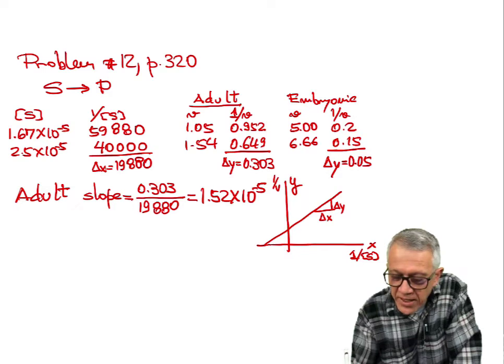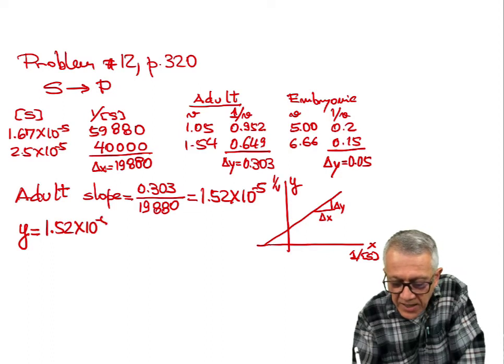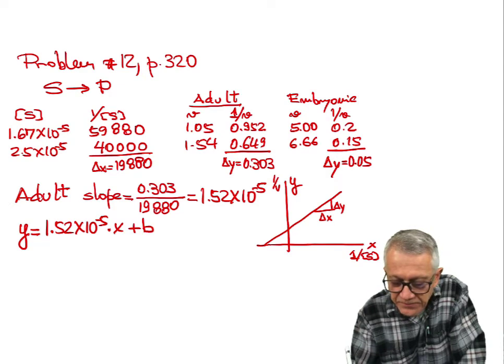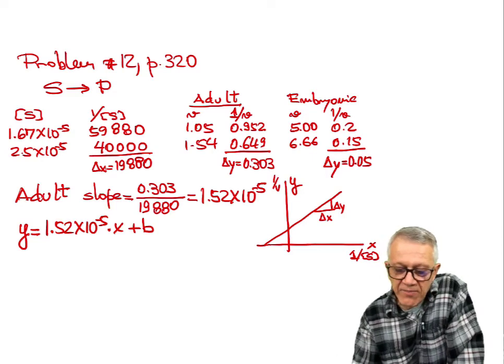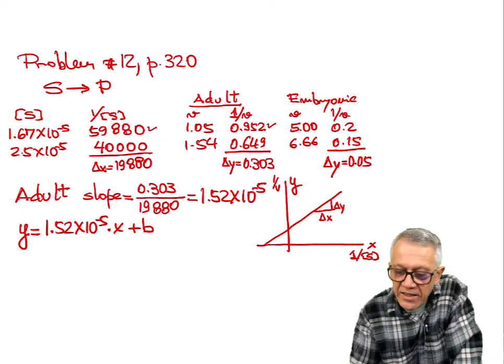All right, so we know now that the slope is 1.52 times 10 to the power of negative 5, so the linear equation now is y equals 1.52 times 10 to the power of negative 5, which is the slope, times x plus b. And if you plug in the values for any of these numbers for the adult, then we can calculate the b, right? We have a pair of numbers. For example, if you use this one here and this pair here, then we are going to get the value for b. So let's do that. Y, in this case, is 1 over v.